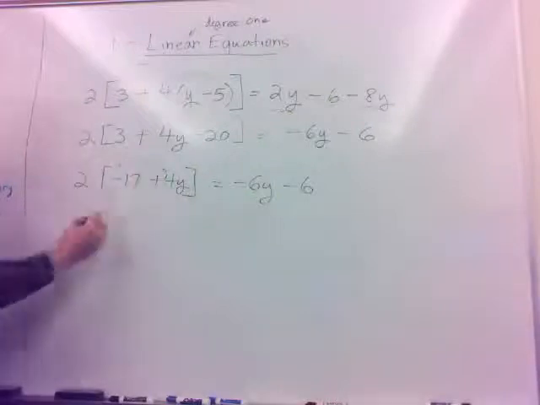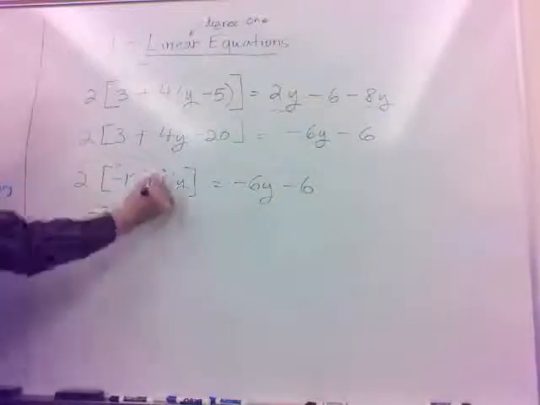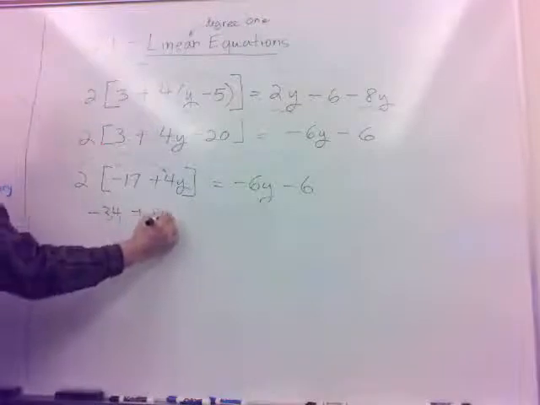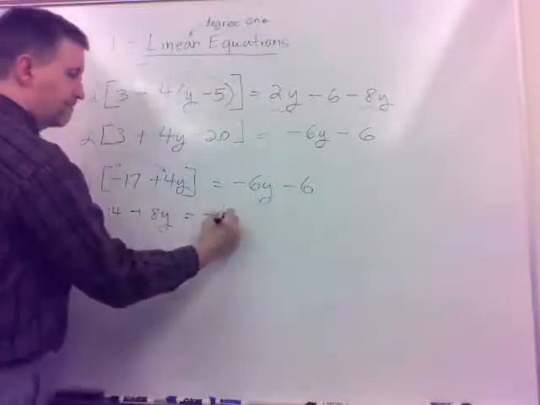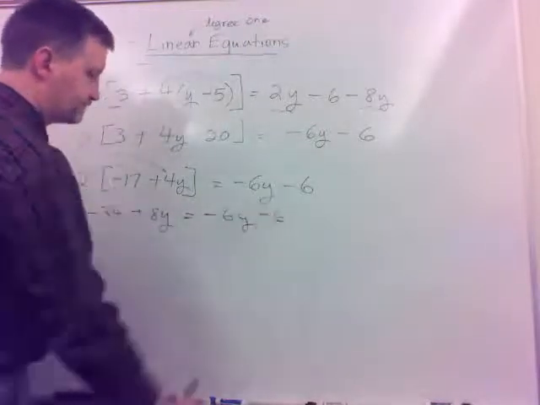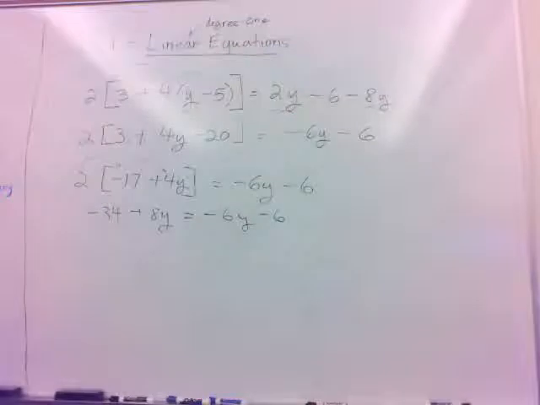Let's do that now. 2 times negative 17, that's negative 34. And then 2 times 4y is 8y. And then the left side is negative 6y minus 6. Okay, so we finally got rid of all the grouping symbols, the parentheses and the brackets.